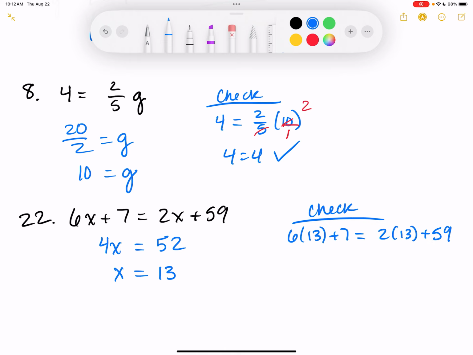So 6 times 13 is 78, plus 7. Wait. I think you flipped these numbers. No, it's 18. Wait. It's 78. I was gonna say, I think you flipped the numbers.